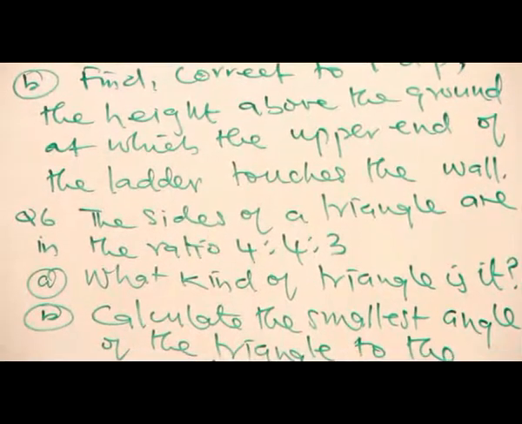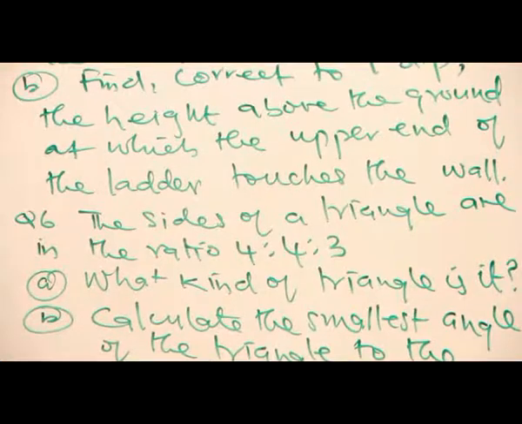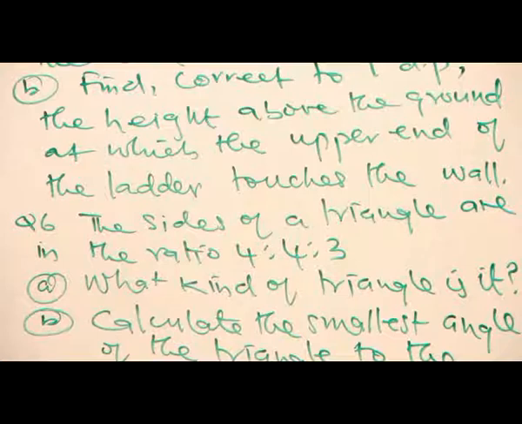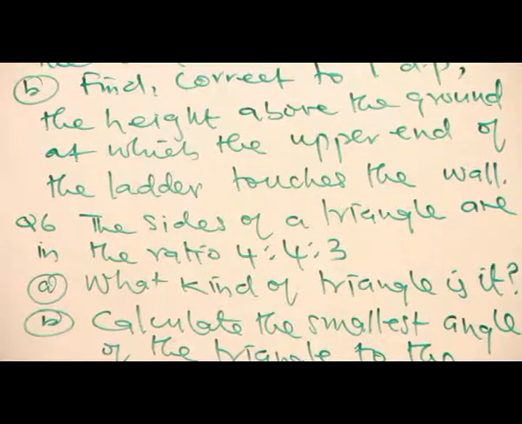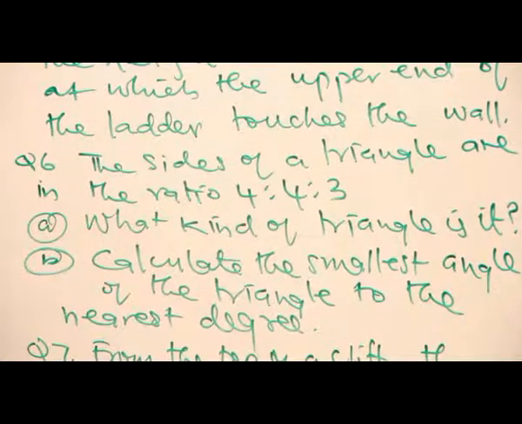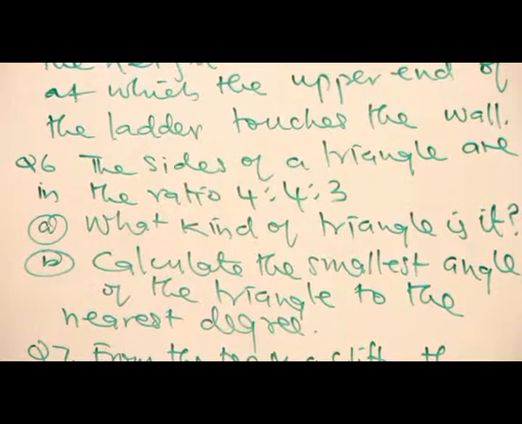Question number 6. The sides of a triangle are in the ratio 4 to 4 to 3. A. What kind of triangle is it? B. Calculate the smallest angle of the triangle to the nearest degree.